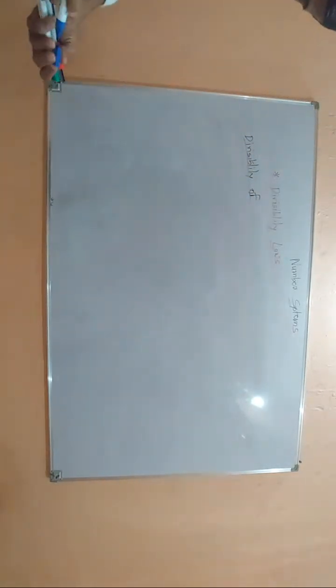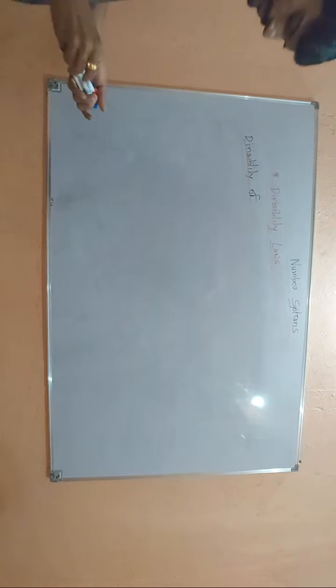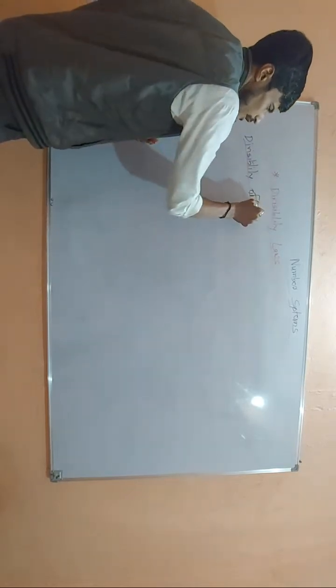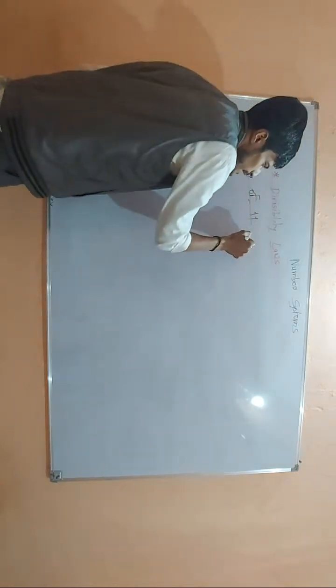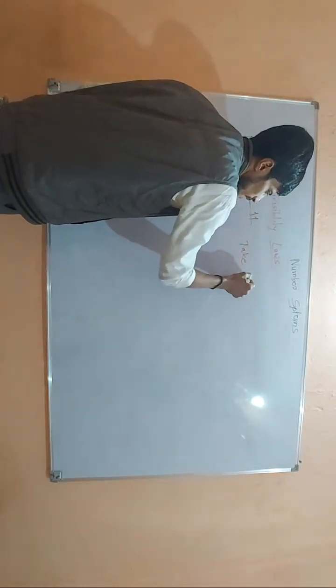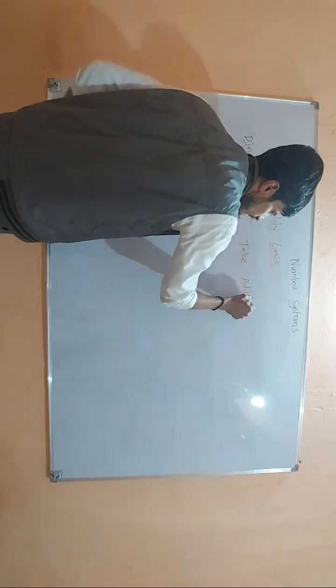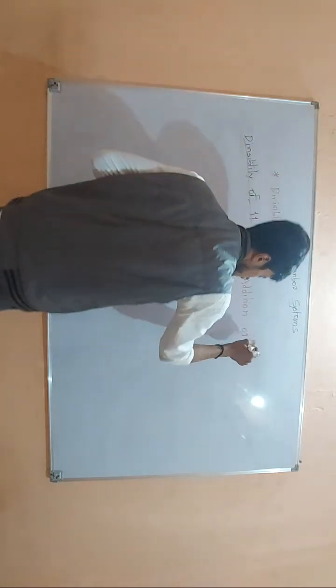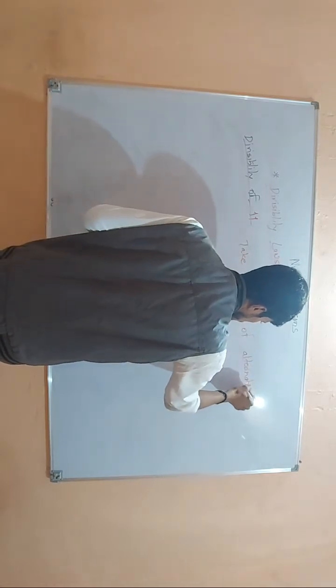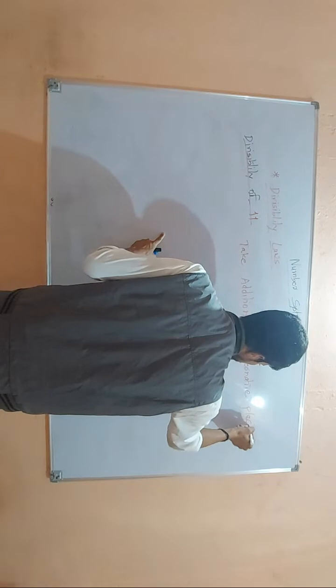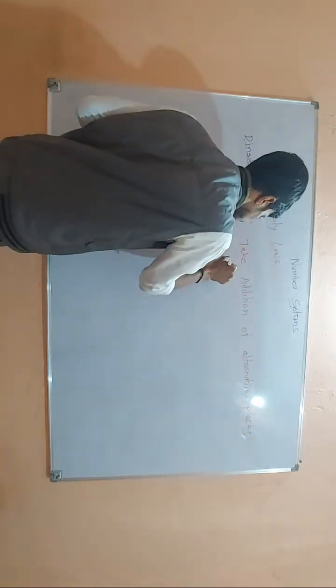11. So what you have to do, see here, divisibility of 11. Simply what you have to take? Take the addition of alternate places. If it is not divisible by 11.